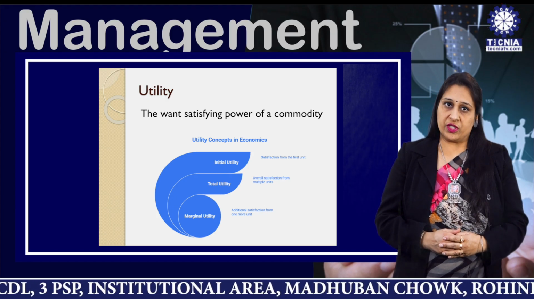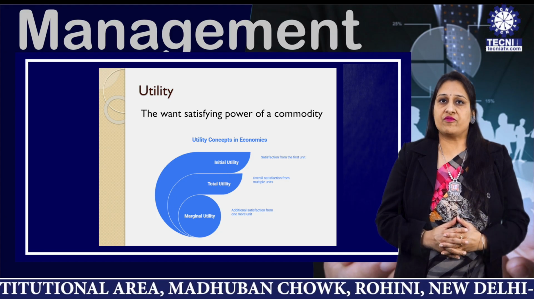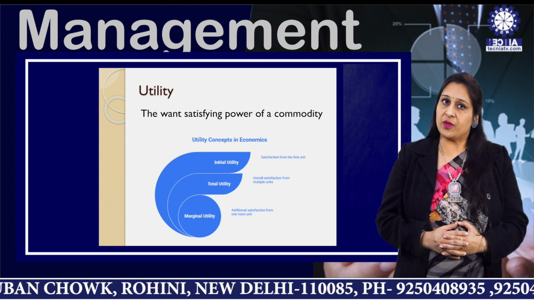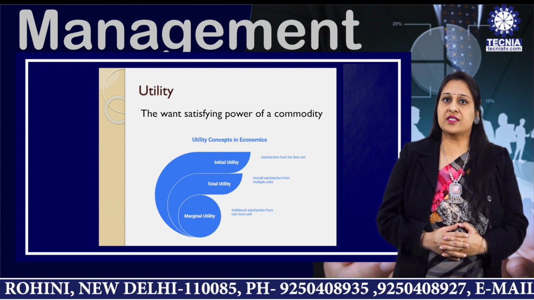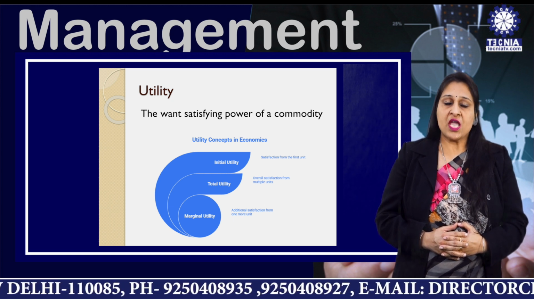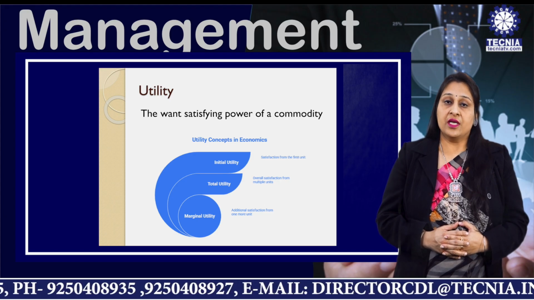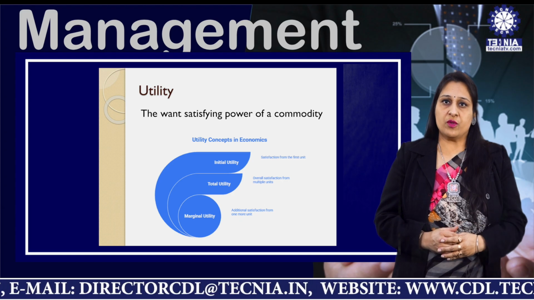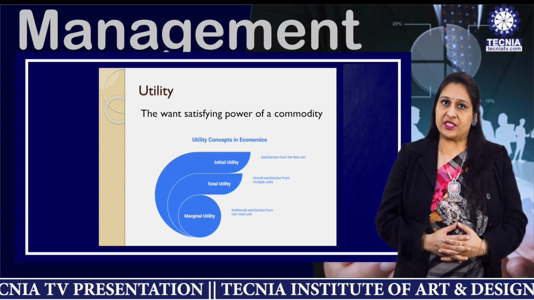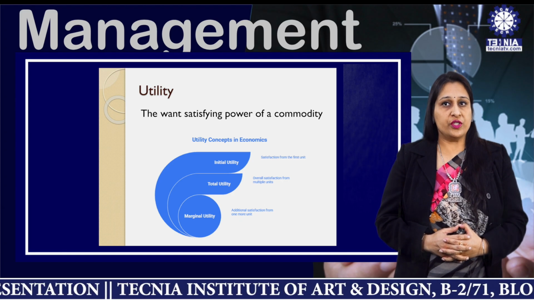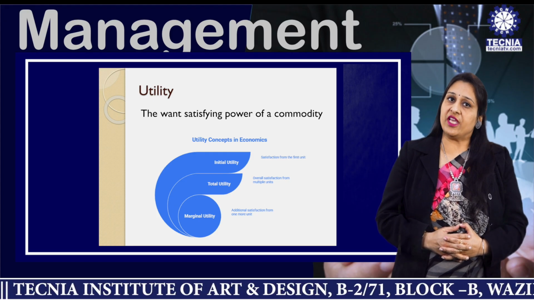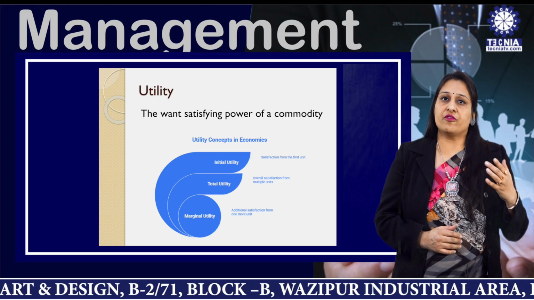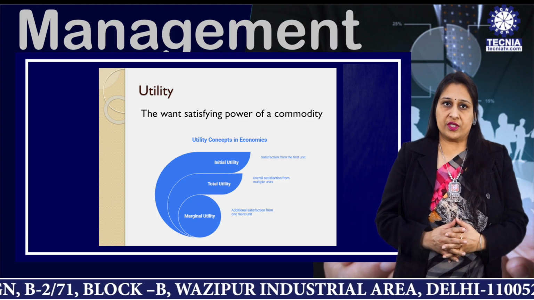First is initial utility, which is the utility derived from the first unit of a commodity. For example, utility obtained from consumption of first slice of pizza is called initial utility. Second one is total utility. The utility derived by a person from the total number of units of a commodity consumed is called total utility. The formula for calculating total utility is total utility of n units is equal to utility of first plus utility of second plus utility of third till utility of nth unit.